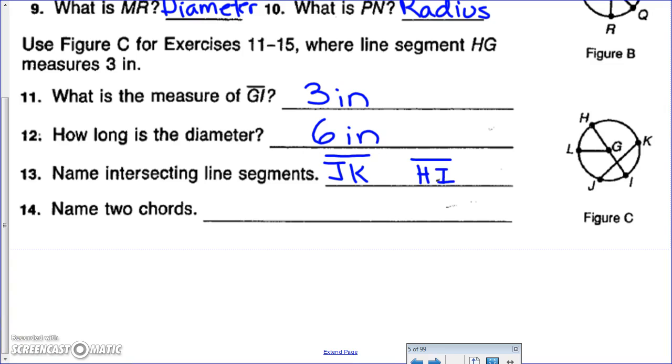Finally, name two chords. We know JK is a chord because both points are on the outside of the circle. And our other chord is HI, because in this case, H and I are both on the outsides of the circle. It just happens to pass through the center of the circle.